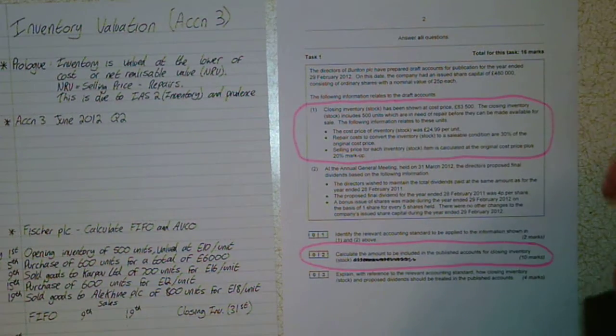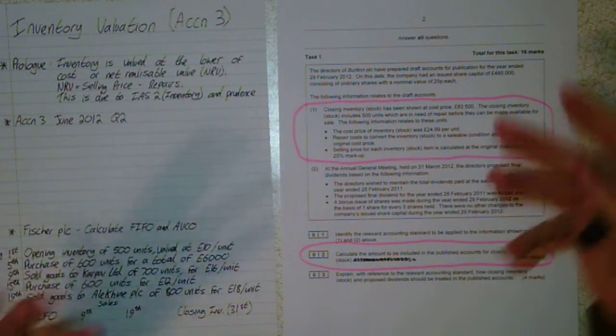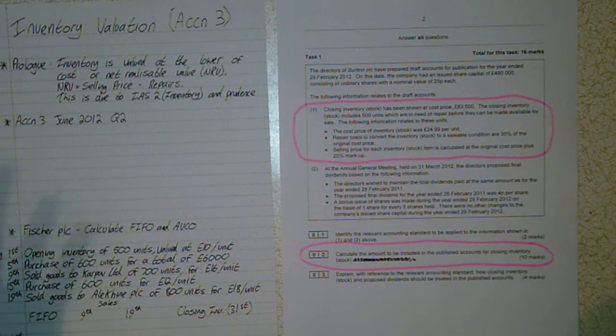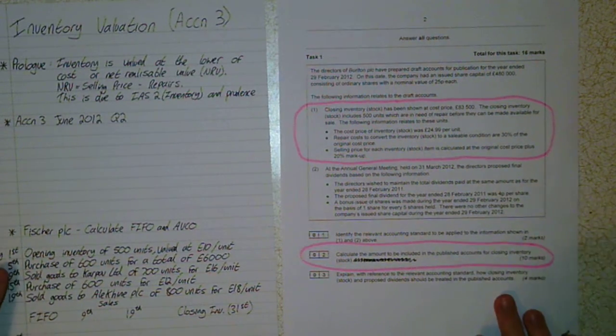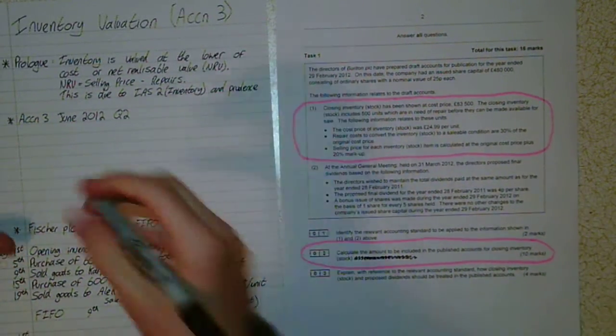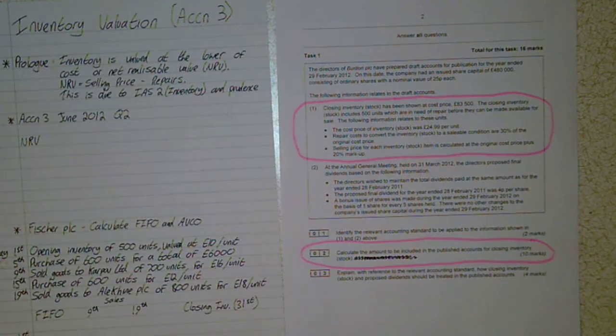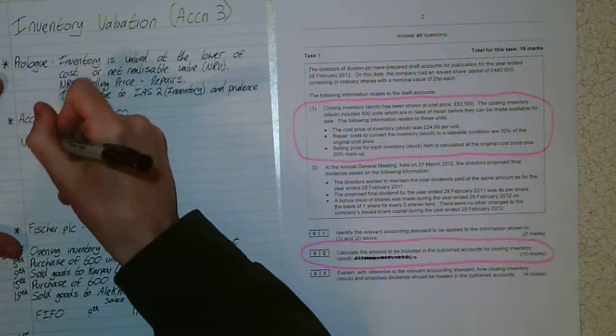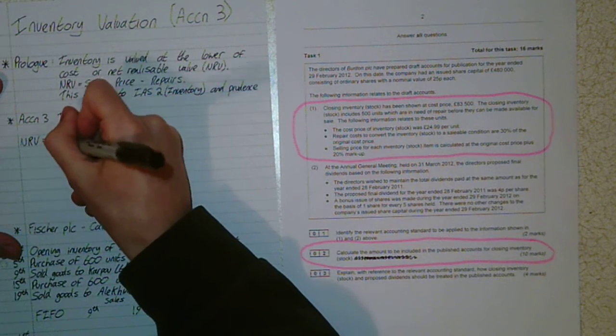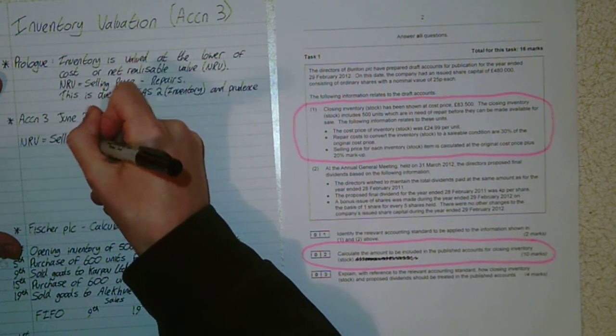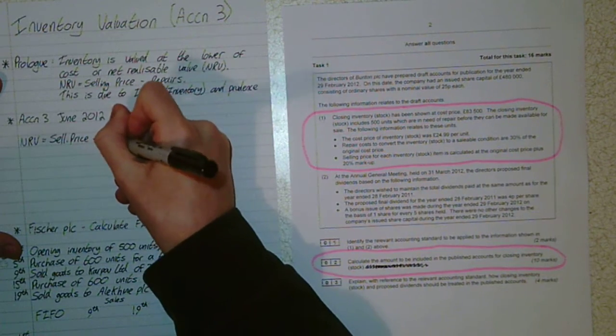So closing inventory was shown at cost price of 83,500. The closing inventory includes 500 units that are in need of repair. So obviously we already know it's cost versus net realizable value. It's going to be one of those questions. So first thing I can do is try and work out what the net realizable value should be. So the NRV, and I already know that that's selling price minus any repairs.